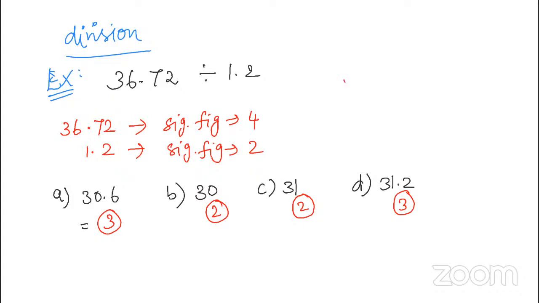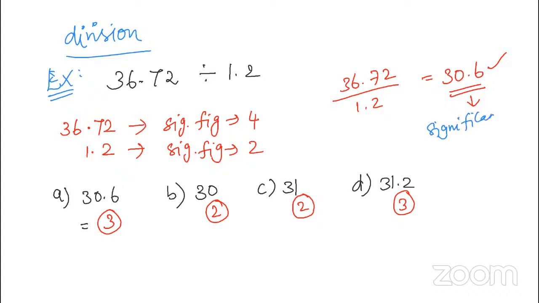Okay. So we want to divide 36.72 by 1.2. What you will be getting is 30.6. So now clearly notice that for 30.6 we have the significant number 3.